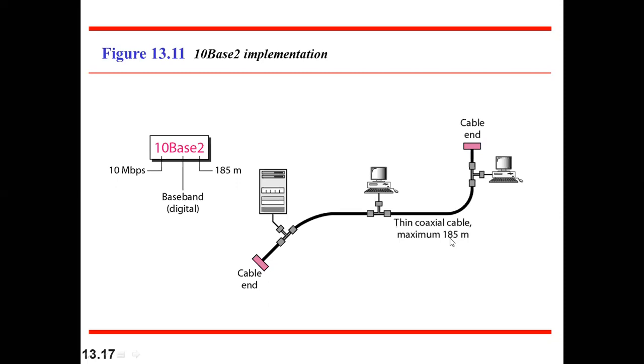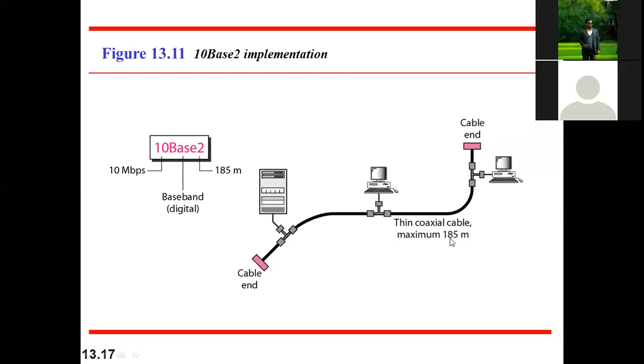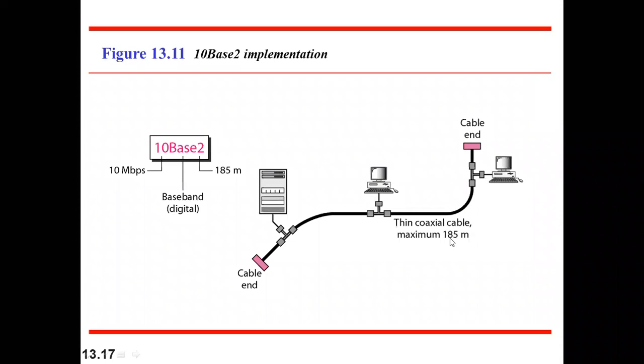So this second implementation is also called thin Ethernet, or sometimes cheapernet, and it also uses a bus topology. You can observe here, this uses a bus topology.